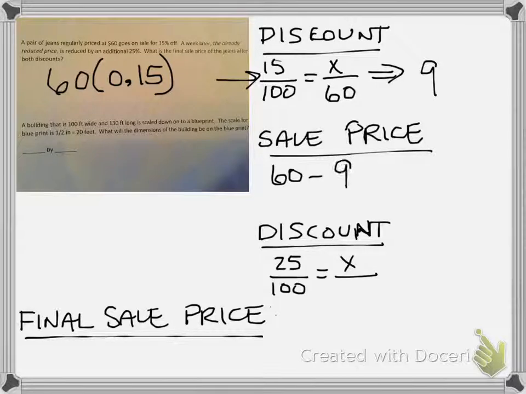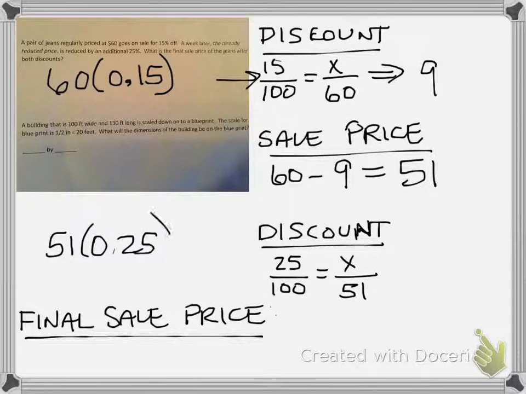So to do the sale price, we'll do the original price minus that $9, which gives us $51. And in the question, it did say the already reduced price was reduced by an additional 25%. So now for the second proportion, we're going to use the 25%, but this time we're going to use the $51. Or again, with decimal multiplication, you could use the $51 times 25 hundredths, which represents 25%.